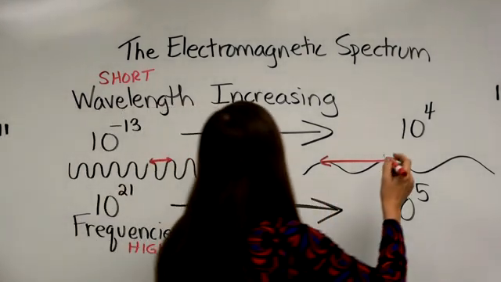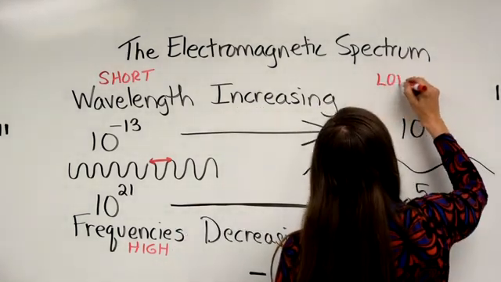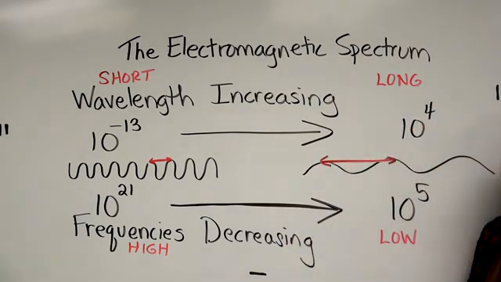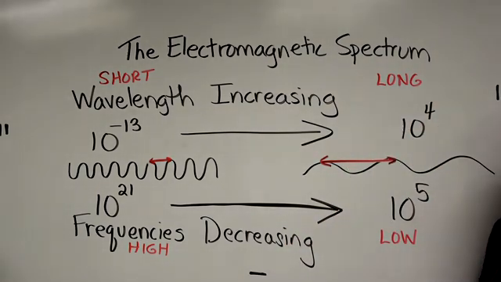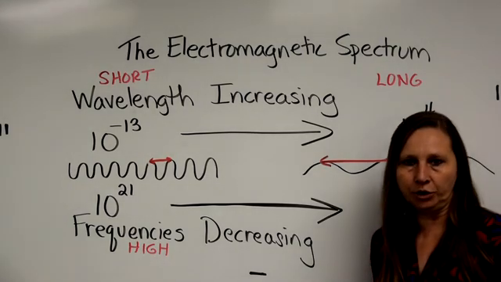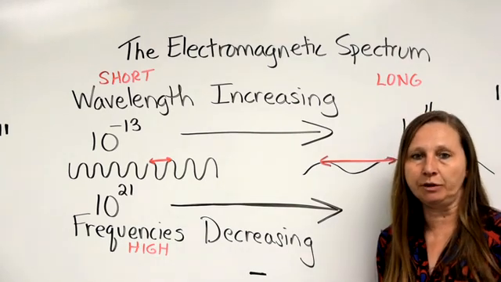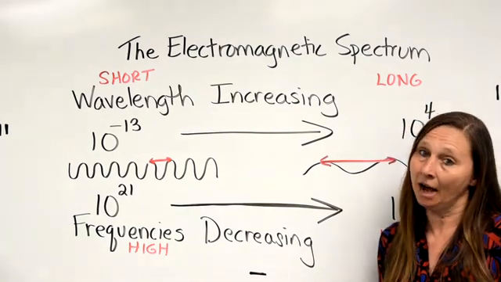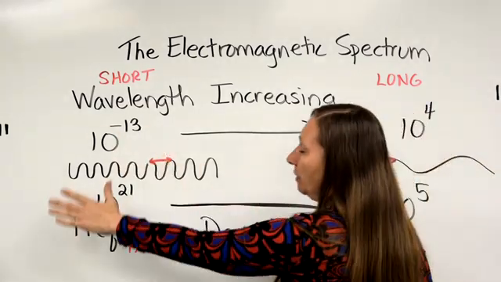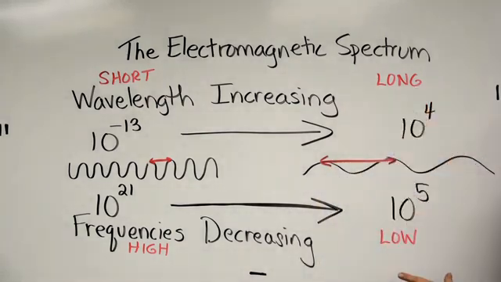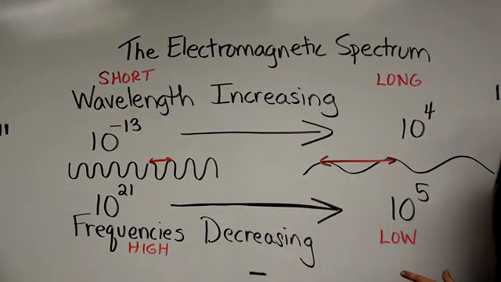And over here, we have long wavelengths and low frequencies. So that's a quick little introduction to what the chart is showing. All right, next we're going to move on to the types of light by name, the names of the different types of light and their characteristics. Which ones belong on this side with short wavelengths and high frequencies? Which ones belong on this side with long wavelengths and low frequencies?